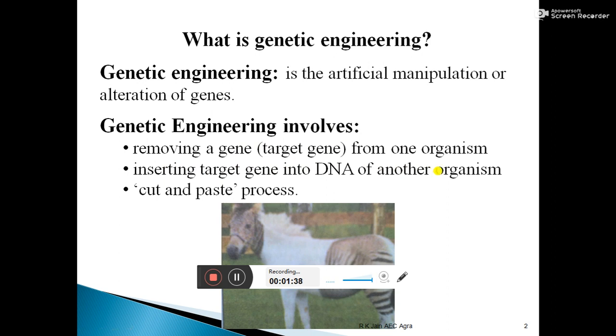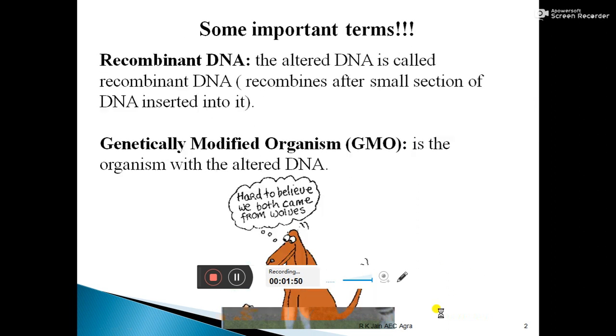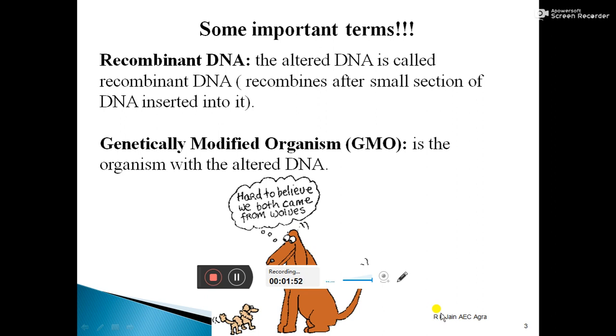So basically it is a cut and paste process. First we cut a gene from a genome, then we insert or paste another gene of interest at this place. So genetic engineering, or genetic manipulation, is a cut and paste method.